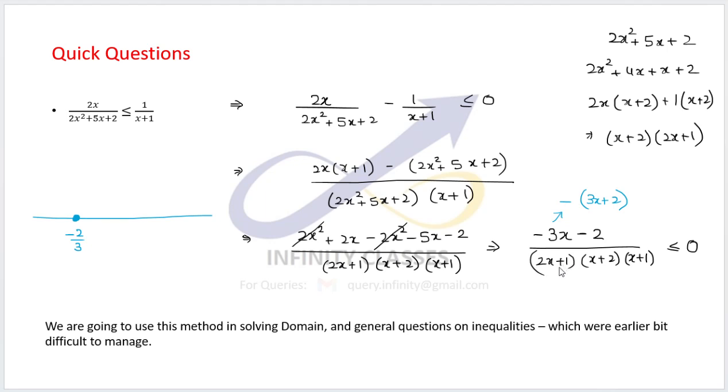For minus 1 by 2, what is the relative position? Minus 1 by 2 is actually just here. So minus 1 by 2 is an open point. Then x equal to minus 2 should be here, and minus 1 should be here. And all of these are open points.